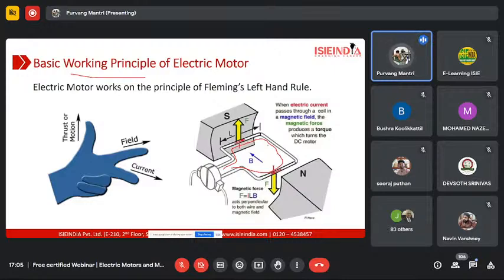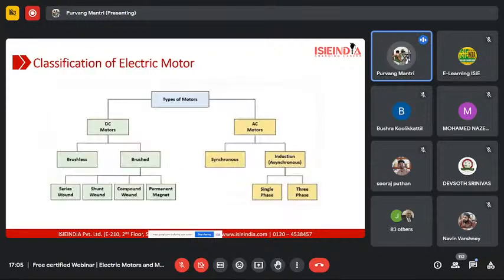For that, we need to use something called a commutator and brushes. This is why they are used in DC motors, where we are using direct current as the power supply for our electric motors. Then we need to provide a commutator and these brushes. This is the basic principle of a DC motor, and there are various types of motors used in our market. We are aware there are DC motors, and simultaneously we have AC motors, and in both DC and AC motors there are various types.